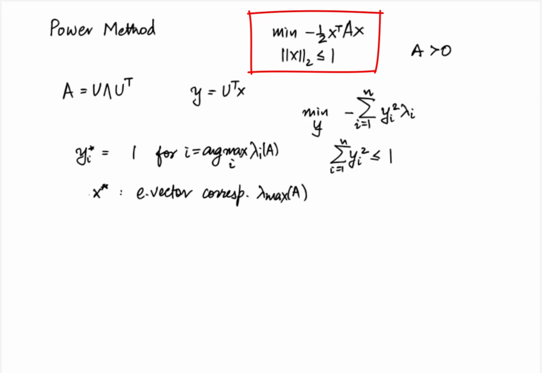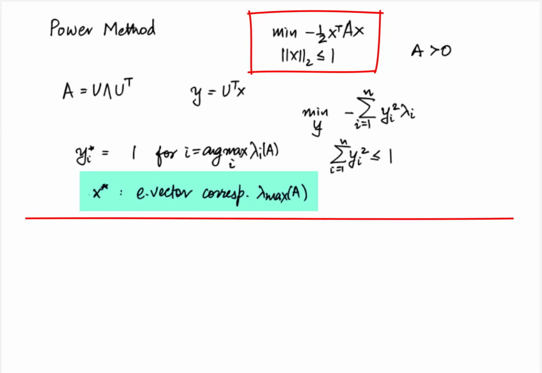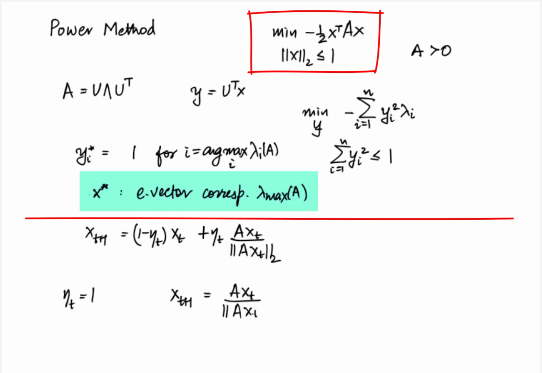So in other words, this problem is basically nothing but finding the eigenvector corresponding to the largest eigenvalue of A. We already know the solution of this problem, but let us anyway see the application of the Frank-Wolfe algorithm on it. We have already seen the form of the updates: x_{t+1} = (1 - eta_t) x_t + eta_t A x_t / ||A x_t||_2. In particular, consider the case when step size eta equals 1, which makes the update x_{t+1} = A x_t / ||A x_t||_2.